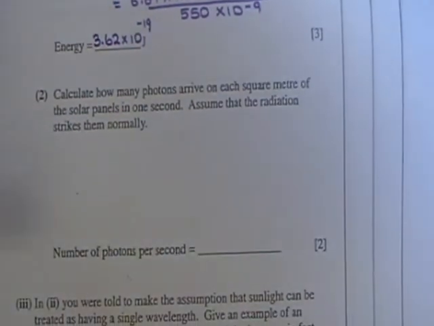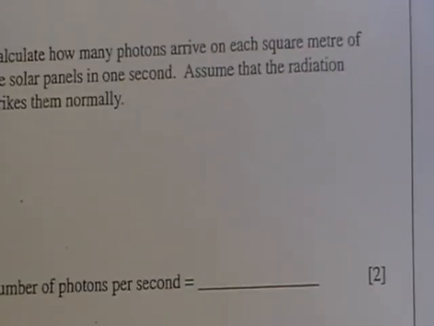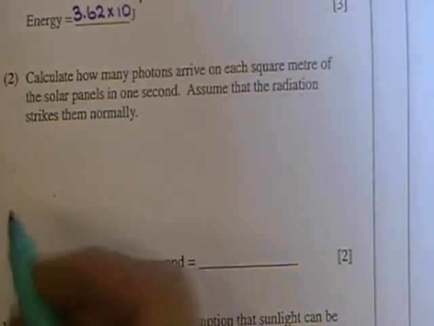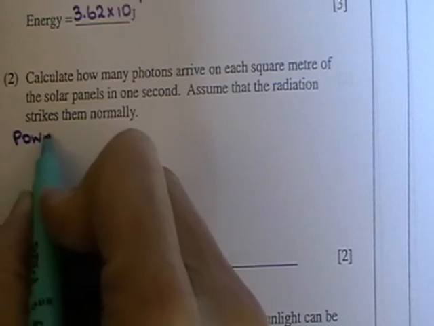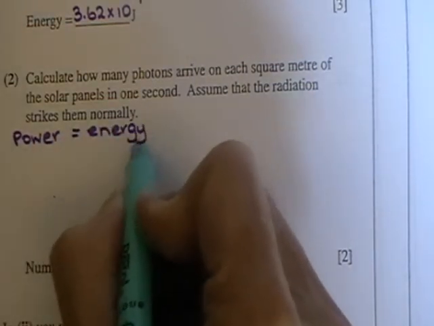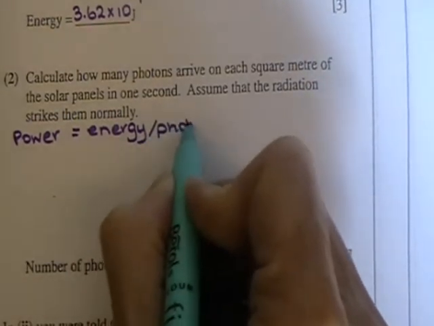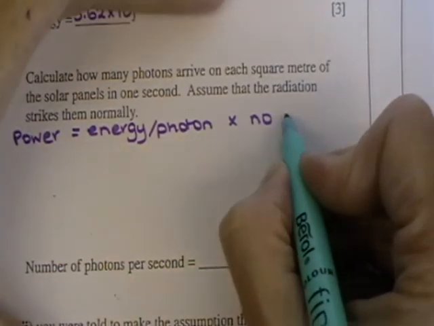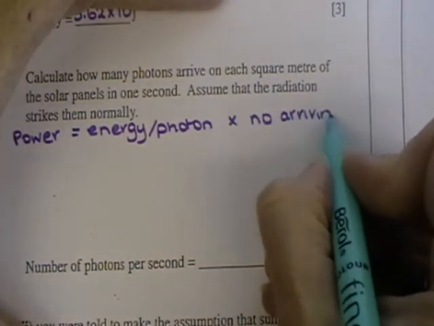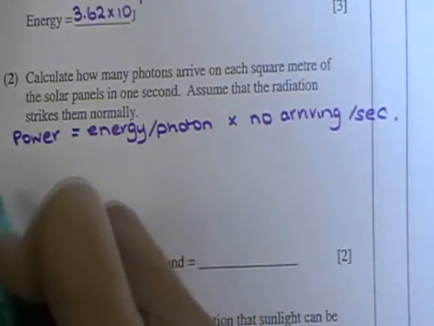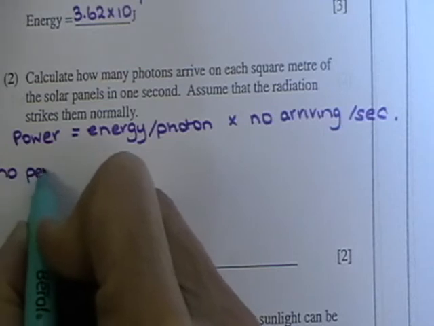Part 2, calculate how many photons arrive on each square metre of the solar panels in 1 second. Assume that the radiation strikes them normally. So the amount of power is equal to the energy for every photon by the number that hit per second. So the number arriving per second. So this is what we want, the number arriving per second.